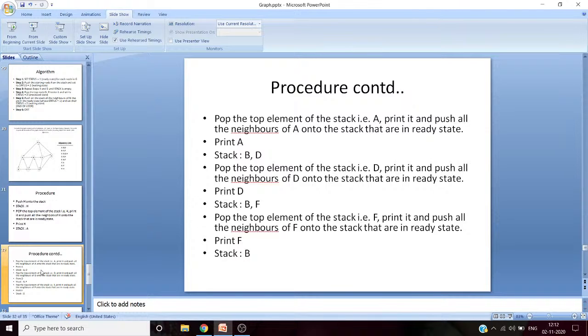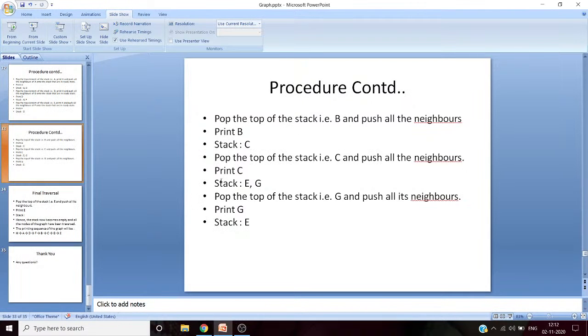So print F. Okay. After printing F, what is the new top of the stack? B. B is the top of the stack. We have to check the neighbors of B. What are they? C. C is the neighbor of the B node. So B node is containing C as its neighbor. B will be printed, and now the new top of the stack is C.